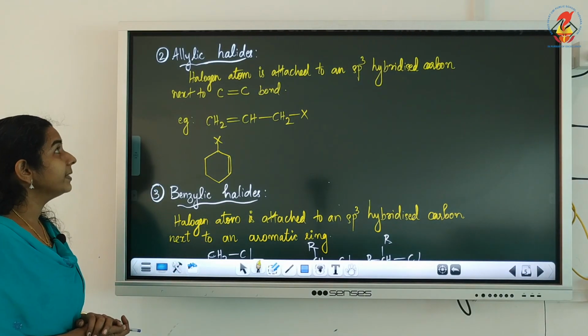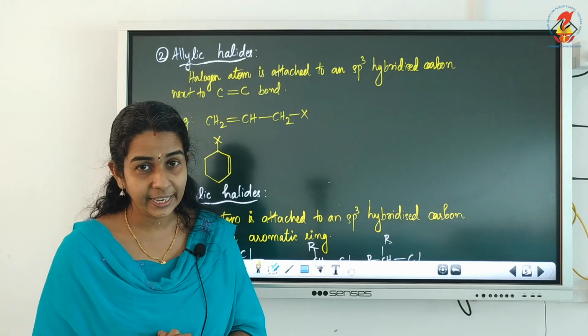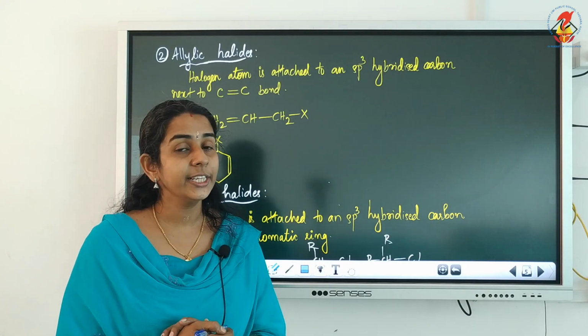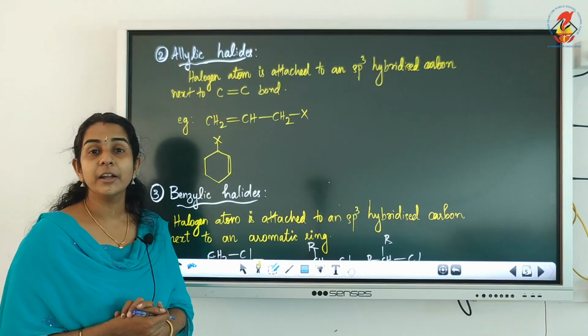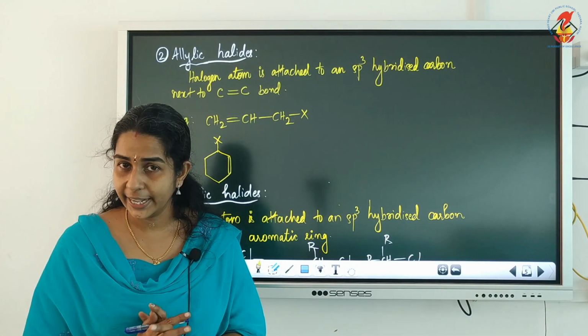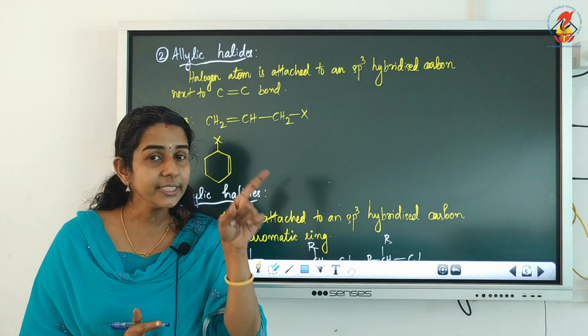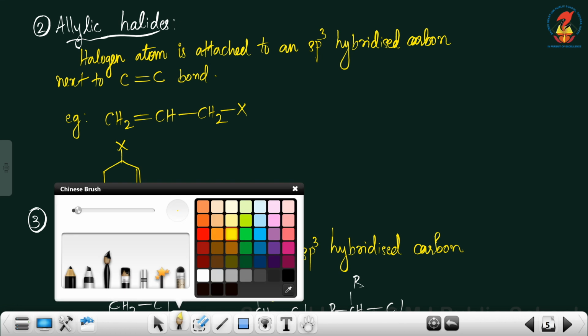The second type is allylic halides. Allylic means the halogen will be attached to an sp3 hybridized carbon, but on the adjacent position there will be a carbon-carbon double bond. Once again, X will be attached to an sp3 hybridized carbon next to a carbon-carbon double bond. Look at the first example here.